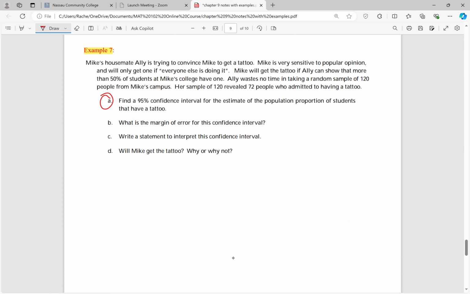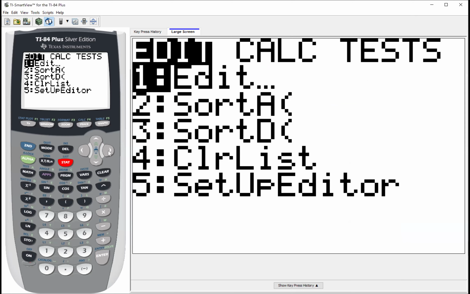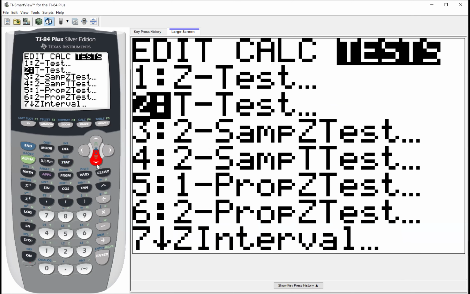So in this case, N is equal to 120, our sample size, right? And then X equals 72 people have the characteristic of having a tattoo. So let's use this information to construct a 95% confidence interval to estimate the true proportion of students at Mike's college that have a tattoo. Since we're estimating the population proportion, we have to do a 1 proportion Z interval in the calculator. So stat, over to tests, go down to option A.